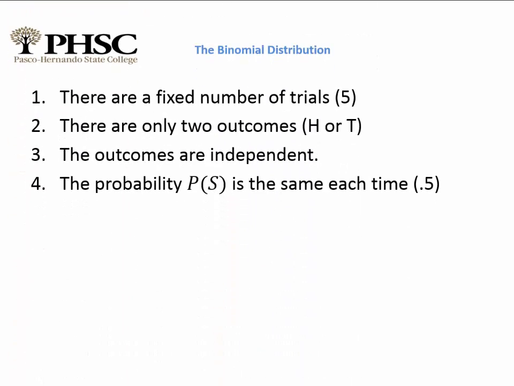So this is a binomial experiment because there are a fixed number of trials, which is 5. There are only 2 outcomes, heads or tails. The outcomes are independent, and the probability of success, or P of S, is the same each time, which is 0.5, and it meets the 4 criteria.